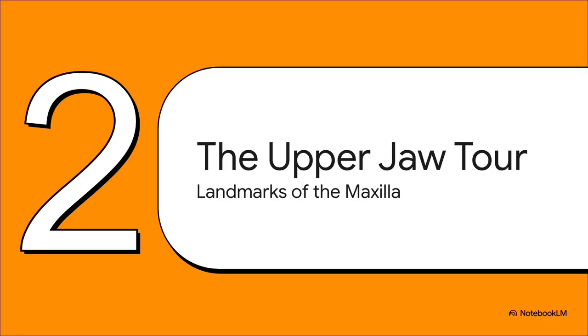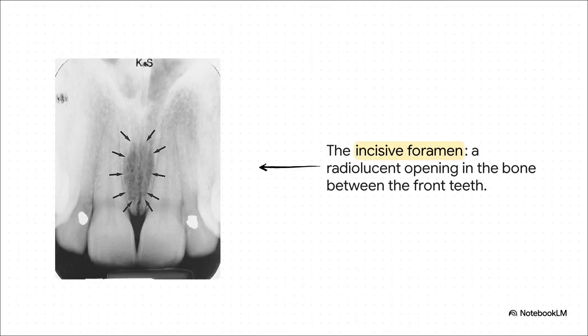Okay, let's kick off our tour in the upper jaw. The maxilla has some really fascinating features that show up crystal clear on an X-ray, once you know what you're looking for. First up, I want you to look right between the roots of the two front teeth. Do you see that small, dark, circular area? That's our very first landmark. It's actually an opening in the bone, and it's called the incisive foramen.